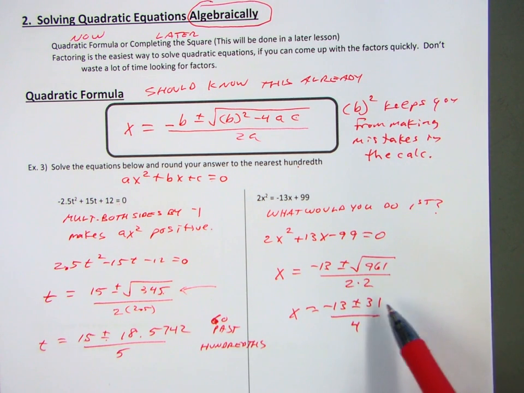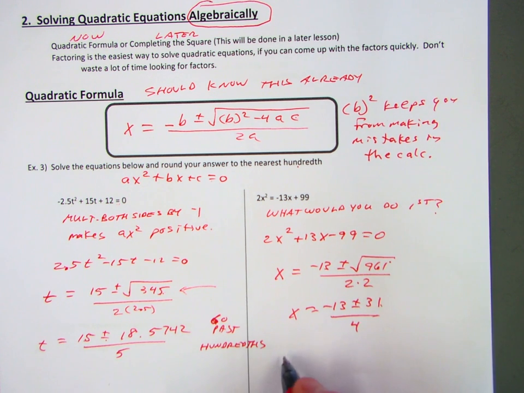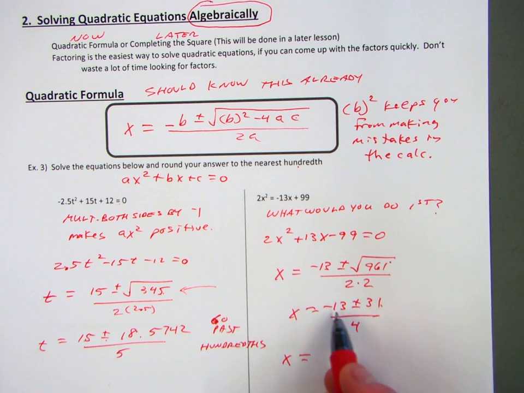Okay, this one works out nicer because 961 is a perfect square, so you get a nice whole number. Our answers are going to be nicer than they are over here, and by nicer I mean we're going to have either simple decimals, which can be turned into fractions, or a whole number. So negative 13 plus 31 over 4 comes out to be 9 halves, or 4.5.